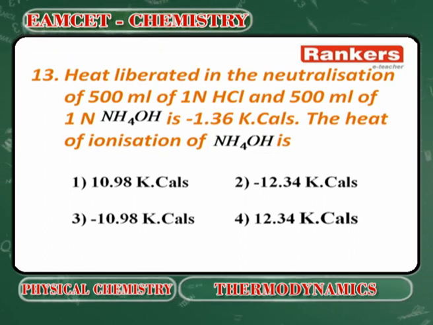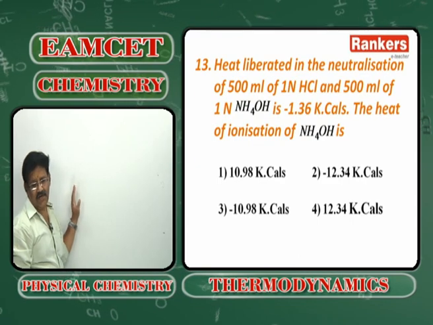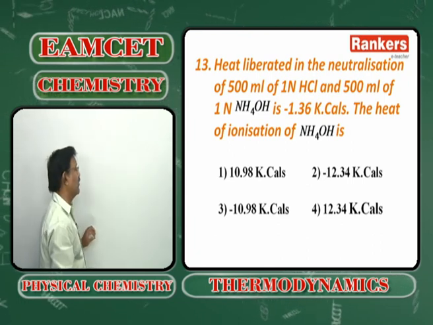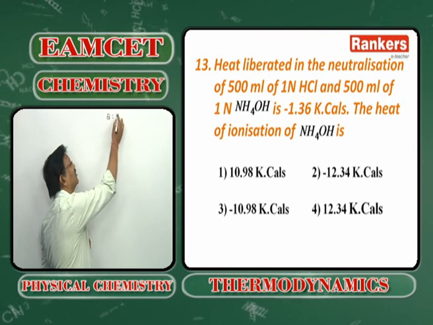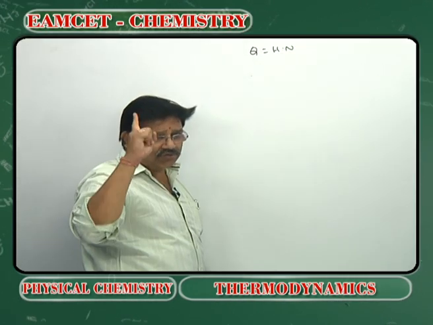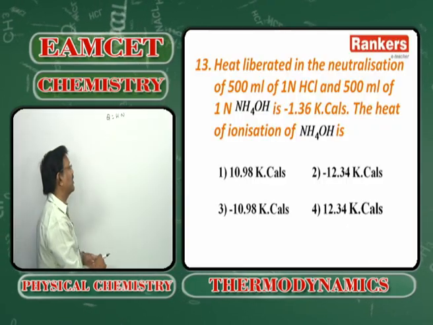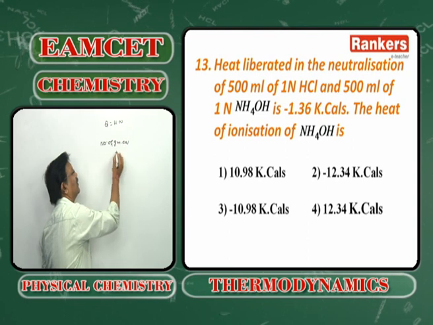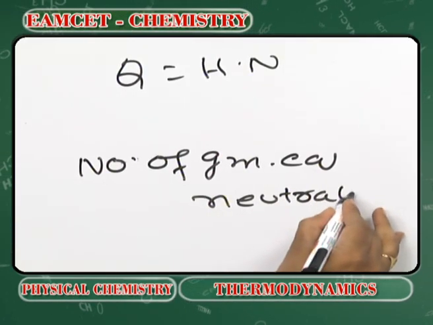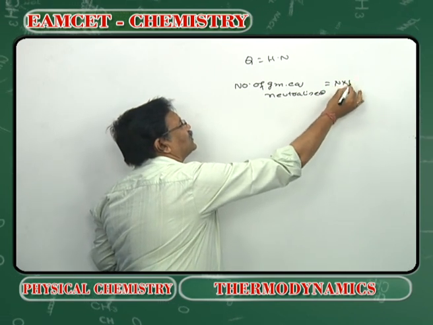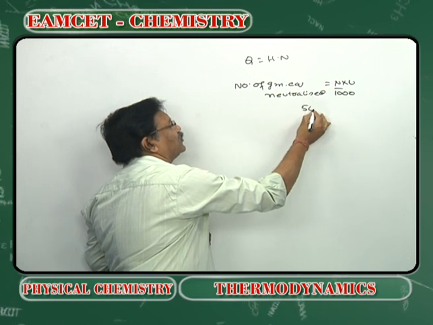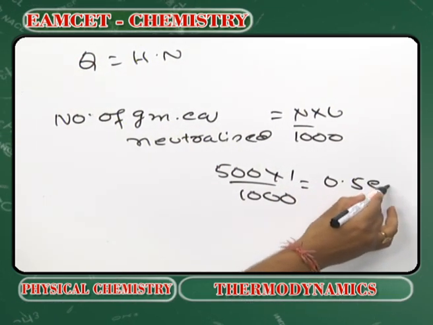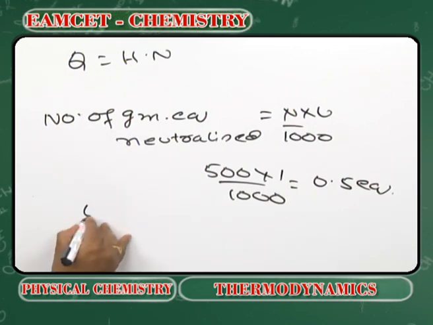Heat liberated in the neutralization of 500 ml of 1 normal HCl and 500 ml of 1 normal NH4OH is 1.36 kilocalories. Here what is Q? What do you mean by heat of neutralization? The amount of heat evolved during the neutralization of 1 gram equivalent. Here the number of gram equivalents neutralized is equal to N into V by 1000, 500 into 1 by 1000, that is 0.5 equivalents.